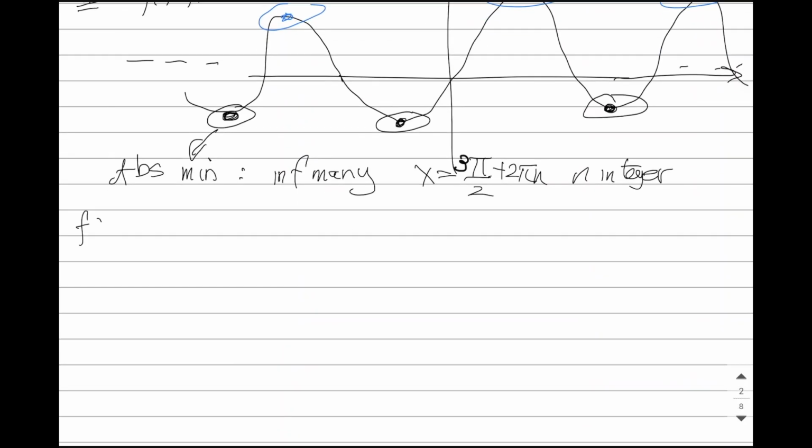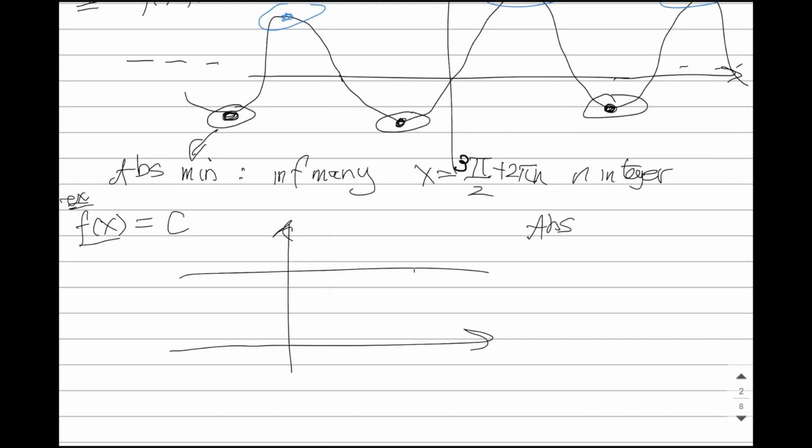And we can take that idea to the extreme again. So if I were to take a function that's a constant, it's defined for all real numbers. Its graph is horizontal like this. Does this function have an absolute minimum?